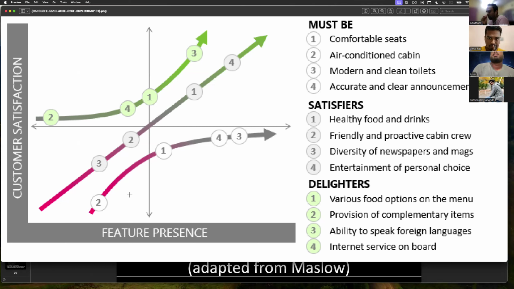So the 1, 2, 3, 4 in the graph are all placed based on the customer needs. One is a comfortable seat, then air conditioned cabin, modern clean toilets, and accurate and clean announcements.